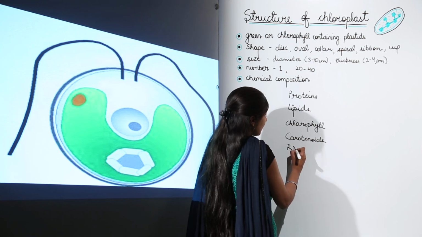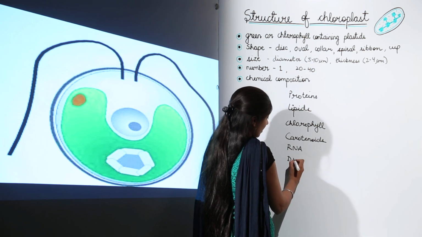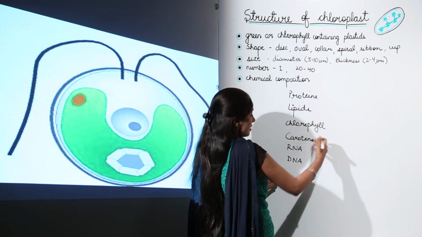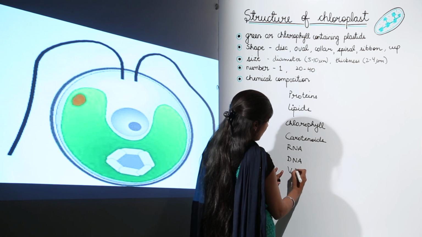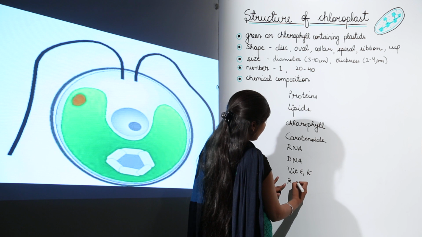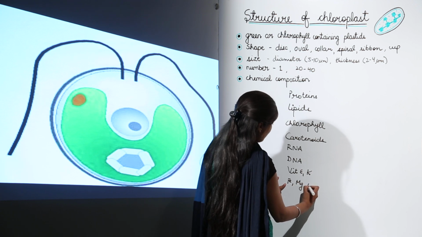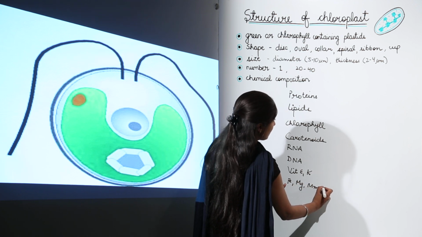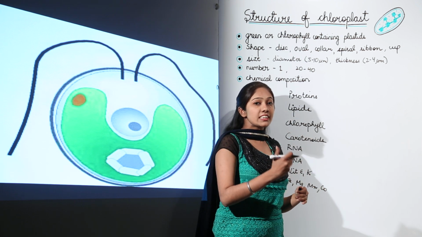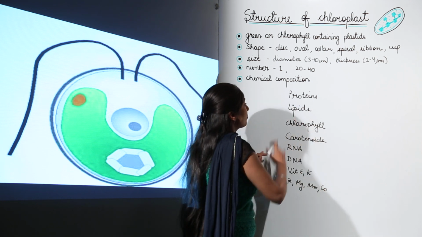I told you it's RNA, DNA. Then with this they also have vitamin E, K, some elements: iron, magnesium, manganese, cobalt, right. Now let us see what is the percentage composition of these components.